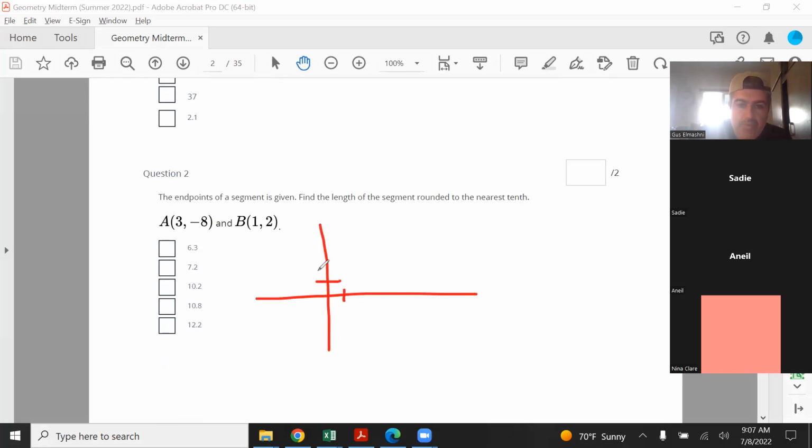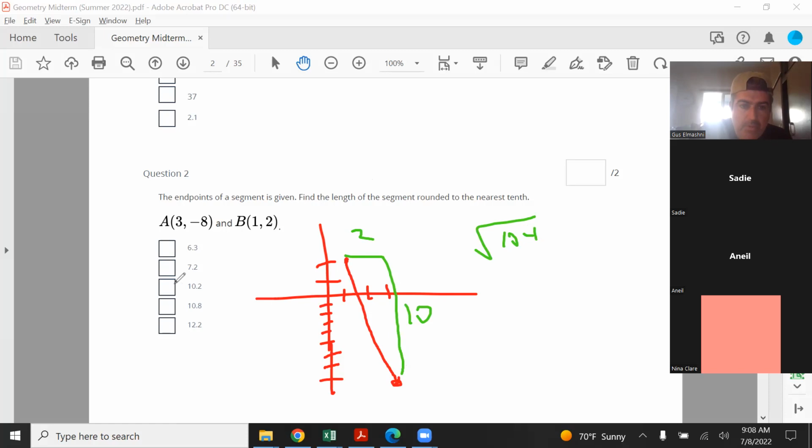1, 2 is right here. 3, -8 is right here. And then you just got to draw a right triangle around it. Length of 2 and 10. So it should be root 104, which I believe is 10.2. So hopefully that went fine. Okay, let's keep moving. Remember, it's 30 questions.